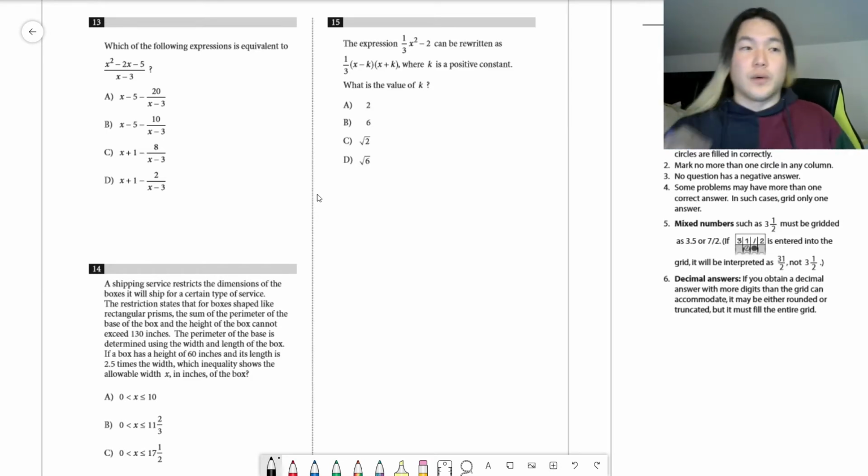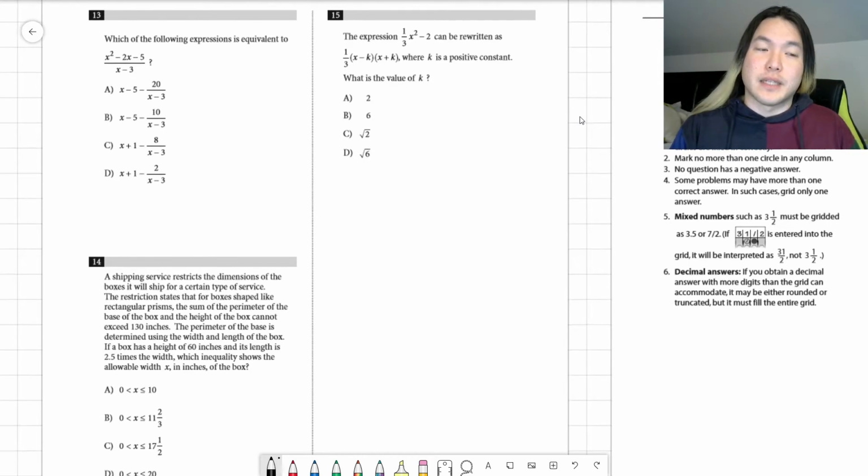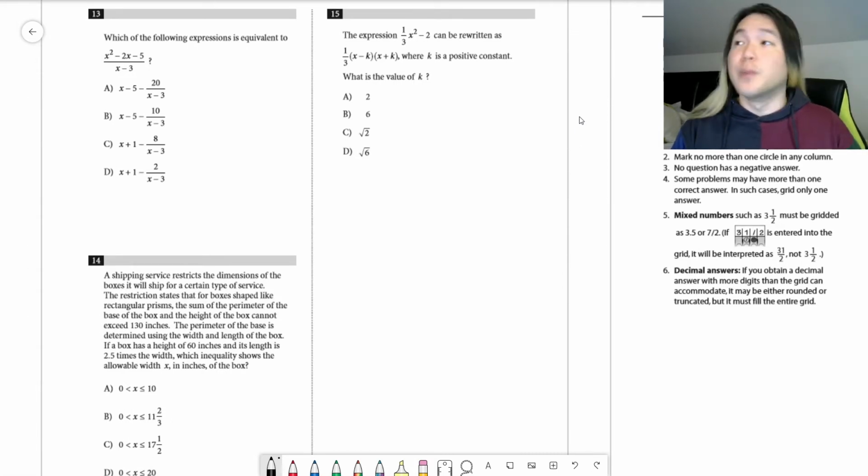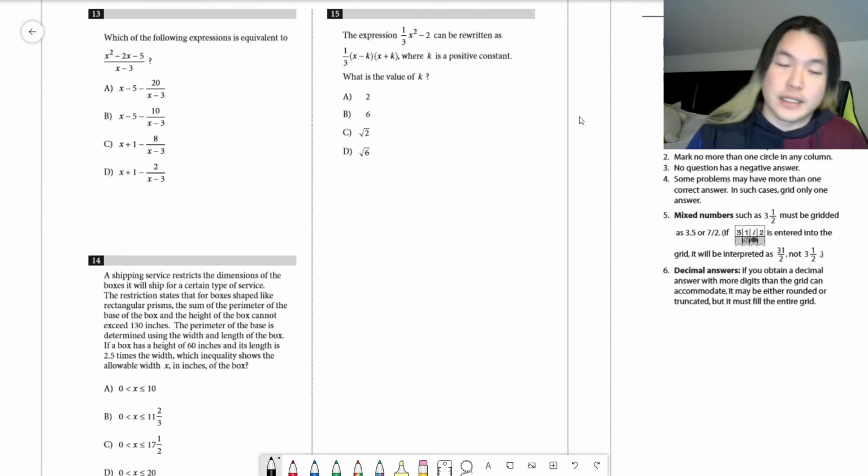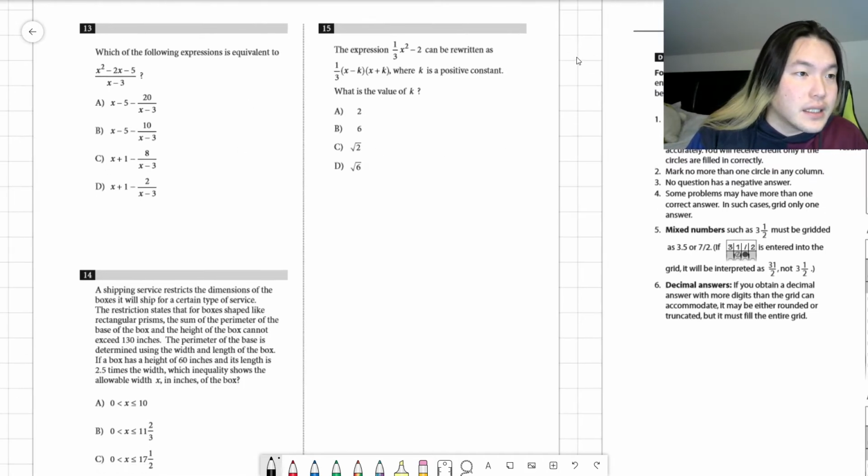So what you need to watch out for is not to spend too much time on 13, 14, and 15 so that you don't have enough time to take a look at the open-ended section. You definitely want to finish the test. Okay, let's take a look at 13.